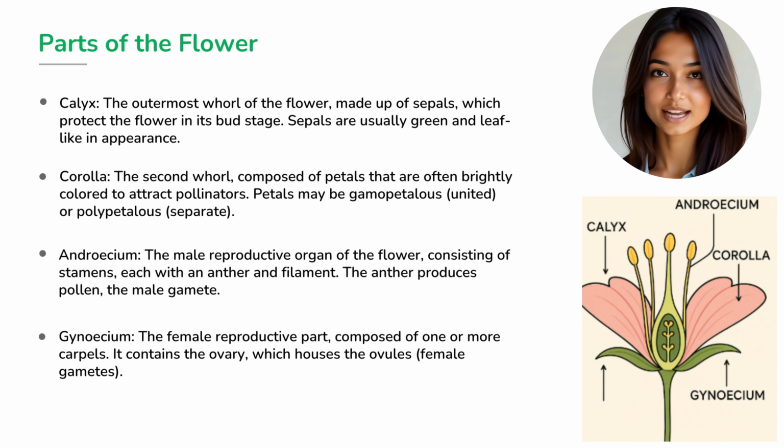Moving inwards, we encounter the Androecium, the male reproductive organ, which consists of stamens. Each stamen has a filament and an anther where pollen is produced. It's the pollen from the anther that makes its way to the pistil for fertilization. Finally, we have the gynoecium, the female part of the flower. It consists of the pistil, which includes the stigma, style, and ovary. The ovary holds the ovules, which, when fertilized by pollen, will grow into seeds.